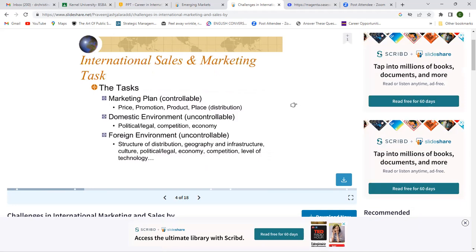International sales and marketing tasks. The task, the marketing plan, controllable: price, promotion, product, place or distribution. Domestic environment, uncontrollable: political, legal, competition, and economy. Foreign environment, uncontrollable: structure of distribution, geography and infrastructure, cultural, political, legal, economy, competition, and level of technology.